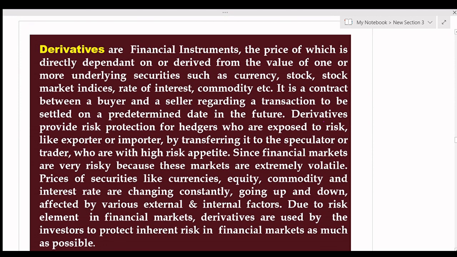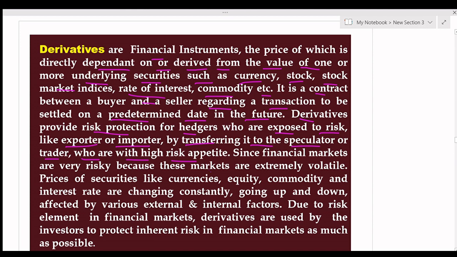Now come derivatives. Derivatives are financial instruments the price of which is directly dependent on or derived from the value of one or more underlying securities such as currency, stock market indices, rate of interest, commodity, etc. It is a contract between a buyer and a seller regarding a transaction to be settled on a predetermined date in the future. Derivatives provide risk protection for hedgers who are exposed to a risk, like an exporter or importer, by transferring it to the speculator or trader who has a high risk appetite.